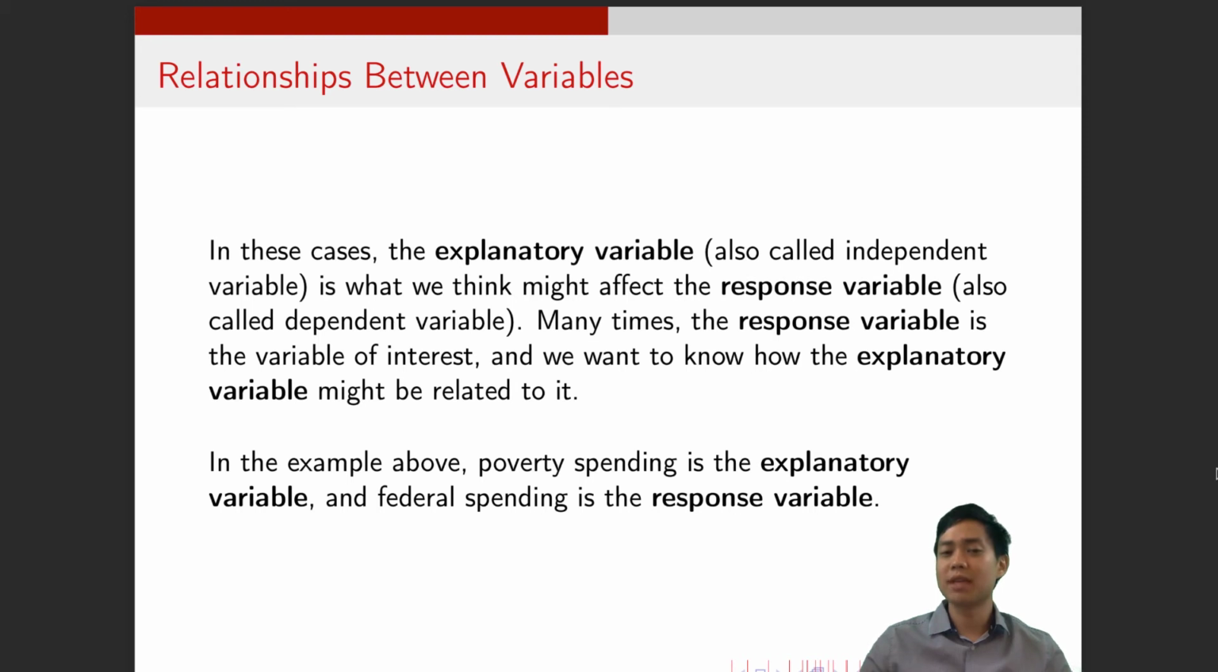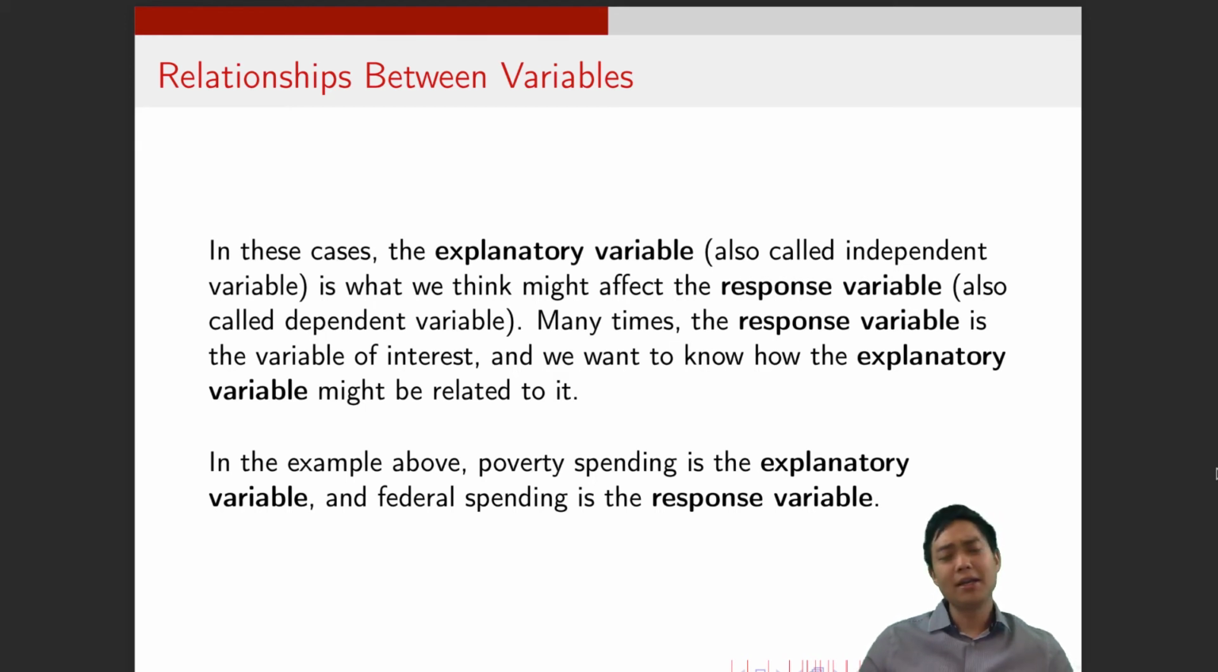And so in this case, what we're saying is the explanatory variable, this can also be called the independent variable, is what we think might affect the response variable, which is the dependent variable. And so in this case, what we have is the explanatory variable being the poverty rate, and the response variable being the federal spending. And so many times the response variable is our variable of interest. It's what we want to know more about. And what we're doing is we're using the explanatory variable to explain more about the response variable.